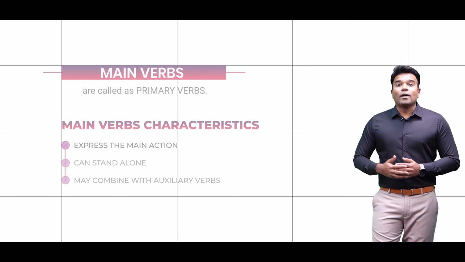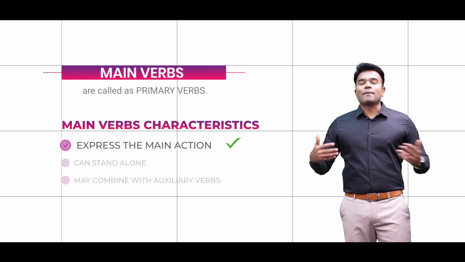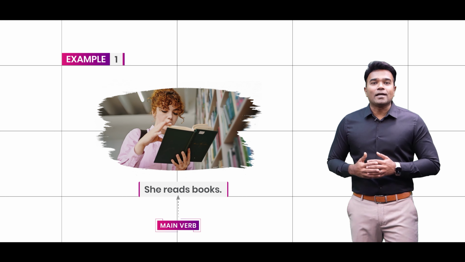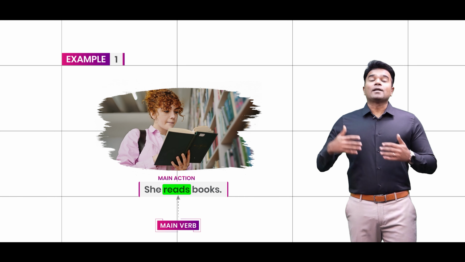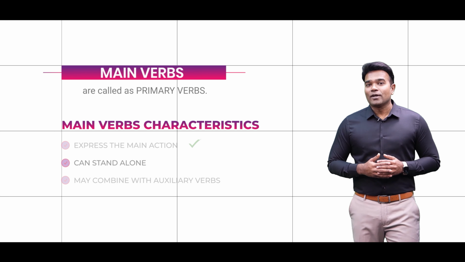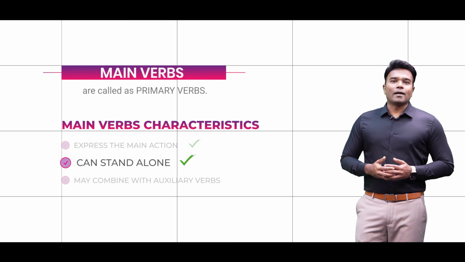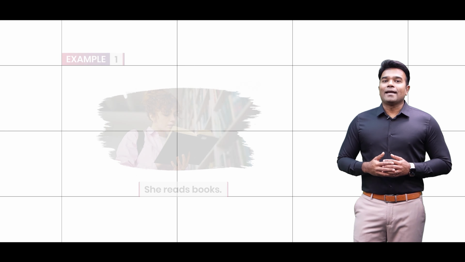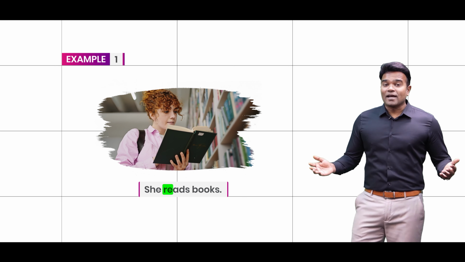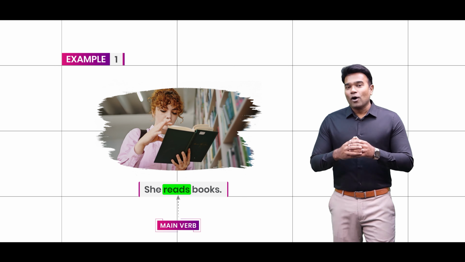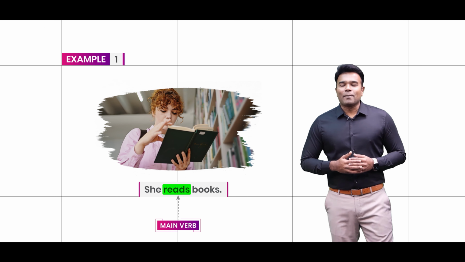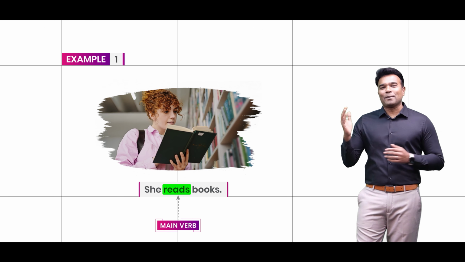After all, you know that main verbs are the verbs that express the main action, and here reads happens to be the main action. Moreover, you also know that the main verbs can stand alone. In other words, they are independent. What I mean to say is that in this sentence, you can notice that we have only the main verb. There is no auxiliary verb, meaning that the main verbs can exist independently.